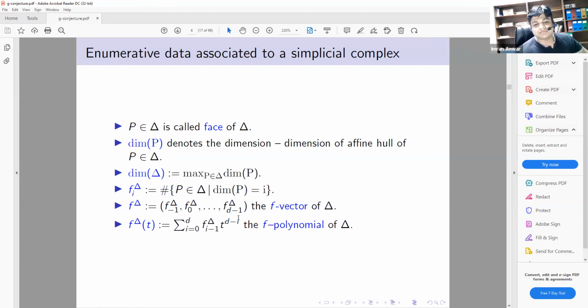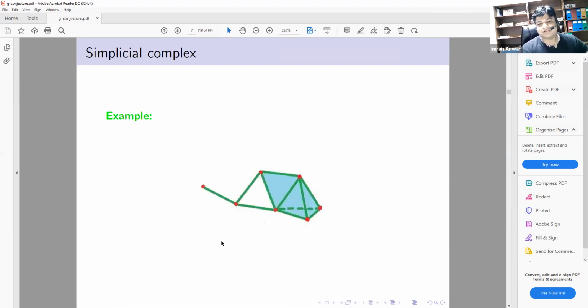The generating function of this F polynomial is just a power series sort of thing, but because this is a finite sequence, it is going to be a d-degree polynomial, not d dimension, I'm sorry for that. So it is a d-degree polynomial, and the coefficients are written in a reverse manner. Here is an example, don't worry, the example is coming.